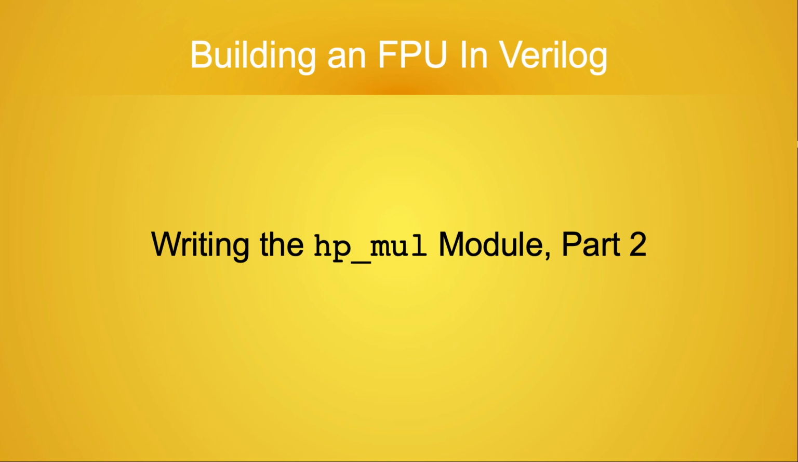In this video I'm finishing up the Verilog code to multiply two 16-bit floating point numbers. If this is the first video from this series which you have seen, you may want to watch the previous videos before watching this one. In the upper right hand corner of your screen is a link to the playlist for this video series.